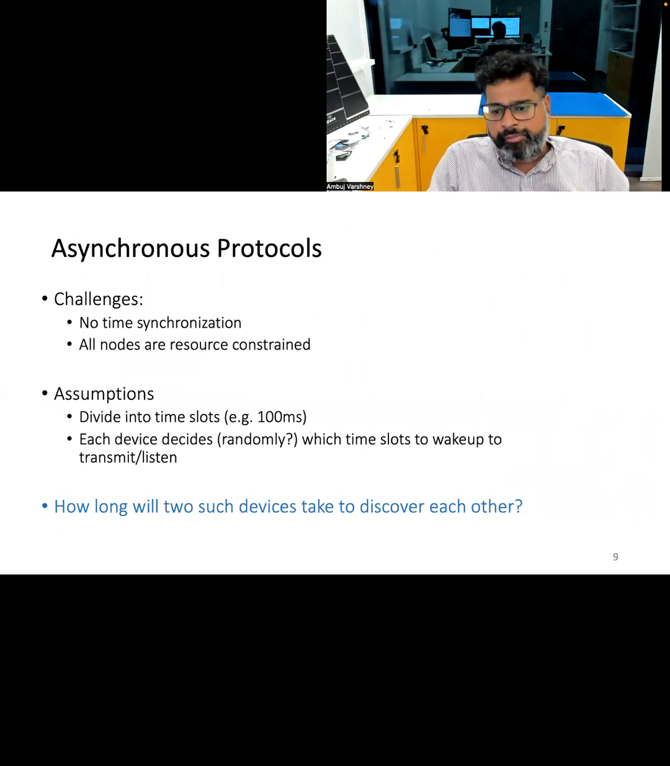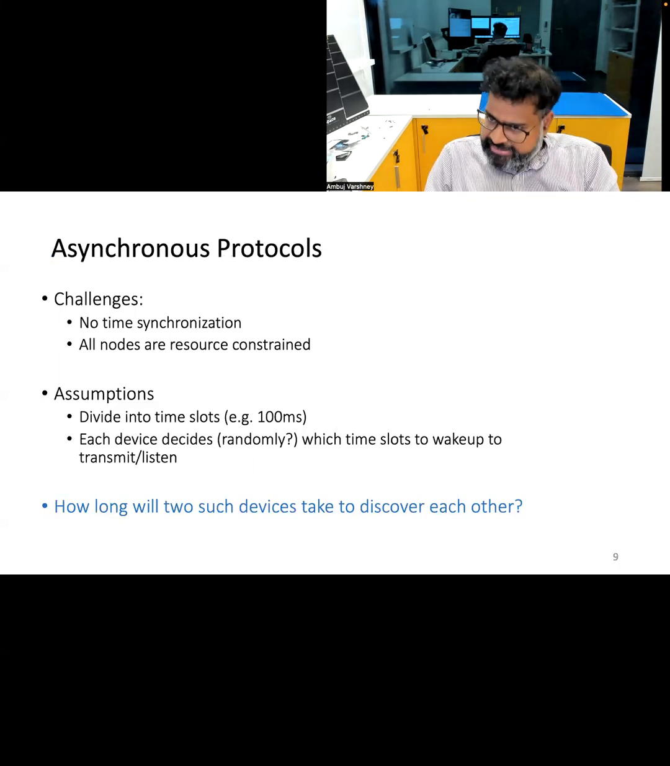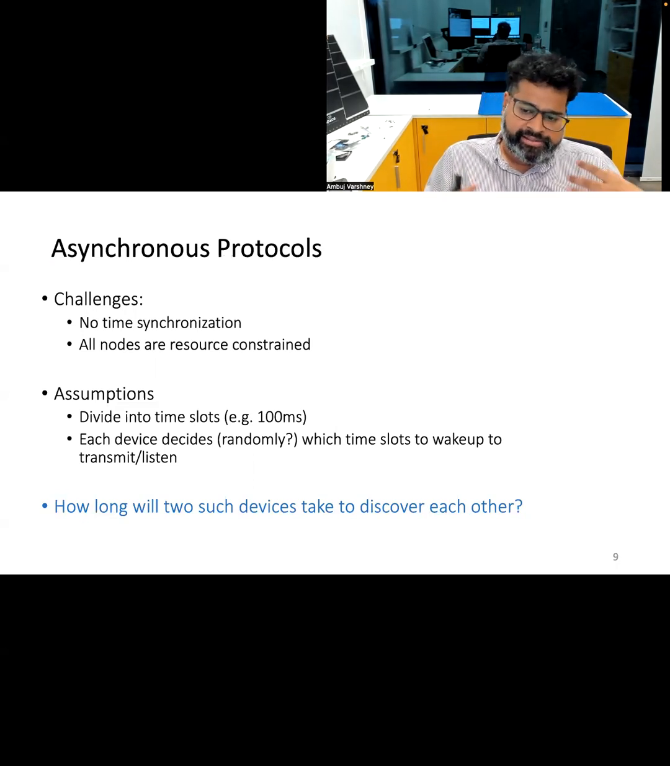So now let's talk about asynchronous neighbor discovery protocols. In an asynchronous neighbor discovery protocol, there is no time synchronization required among the nodes in the network. This is greatly applicable for very constrained devices such as IoT devices, because you don't have the overhead of exchanging messages for time synchronization. The asynchronous protocol also does not have a central entity or device to provide synchronization. So how does it work? The nodes can decide at different time slots to wake up, transmit, and listen for messages.